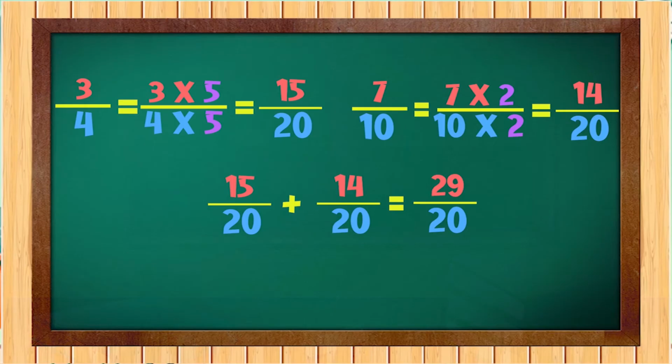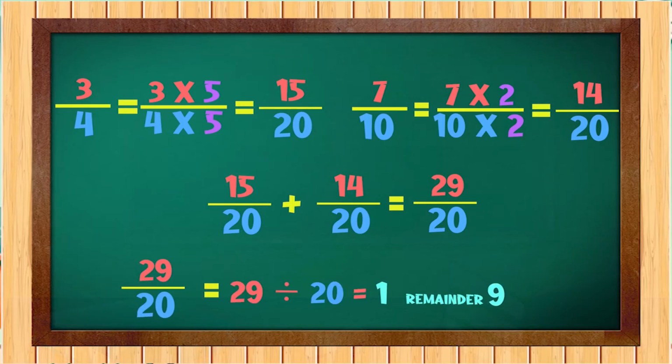So in this case, we have 29/20. 29 divided by 20 would give us 1, because 20 can go into 29 one time. But we will have a remainder of 9. So our whole number for the mixed number would be 1, and our new numerator would be 9, and our denominator remains at 20. So our answer then is 1 and 9/20.